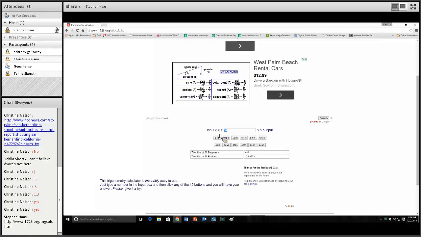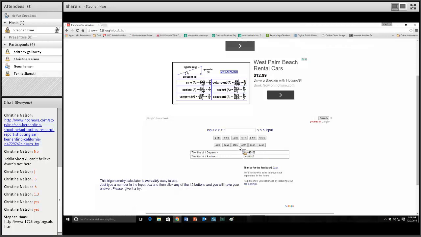Let's say I have a 60-degree angle. The sine of a 60-degree angle is 0.86603. The sine of an 89-degree angle is almost 1. Not quite 1, but almost 1. The sine of a 1-degree angle, a very small angle, obviously is going to be a very small number.